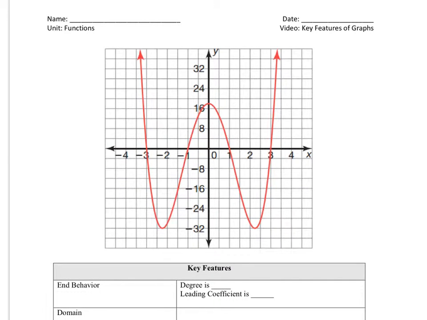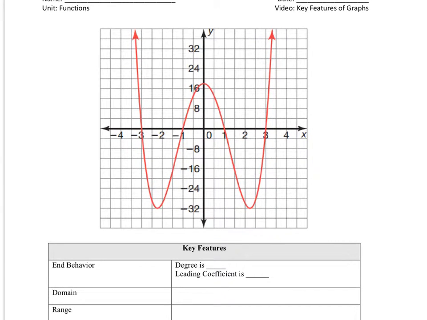Hi everyone, in today's lesson we're going to talk about key features of graphs. Basically what that means is we're going to analyze polynomial functions and figure out what their end behavior is, their domain and range, and so on and so on. So the first thing I want to know is what type of end behavior does this polynomial function have?